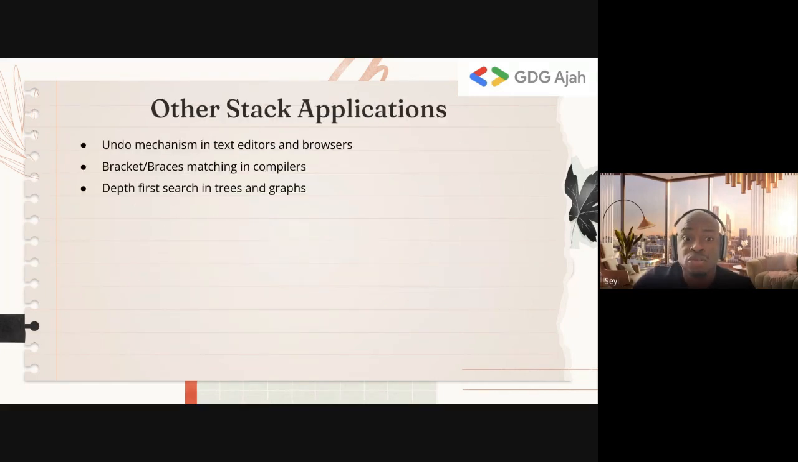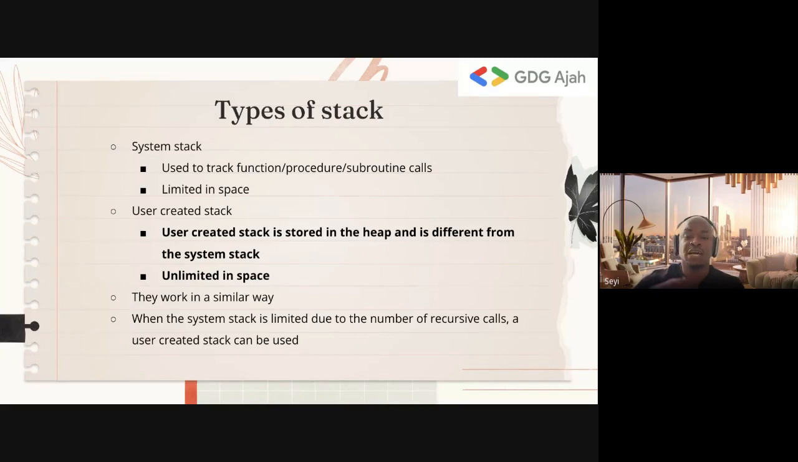Okay, so now there are different types of stack. I talked about the system stack, the one we saw that grows and shrinks as functions get called. Now, the key thing here is it's limited in space and it's used to track functions, as I said. Now, there's another type of stack, which is the one you create in your program, the user created stack. Now, that user created stack is stored on the heap. So I take this back. It can be stored in the stack or the heap, but usually you want to store it in the heap.